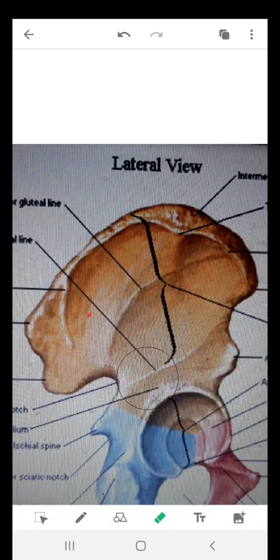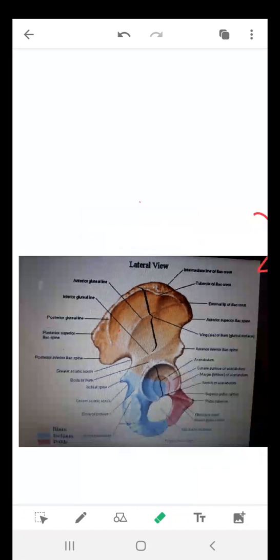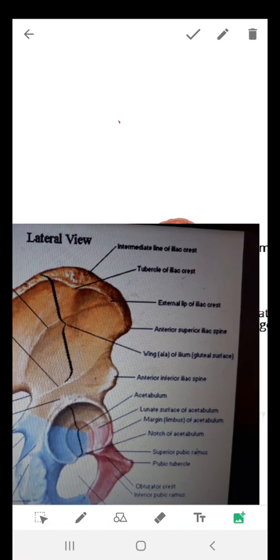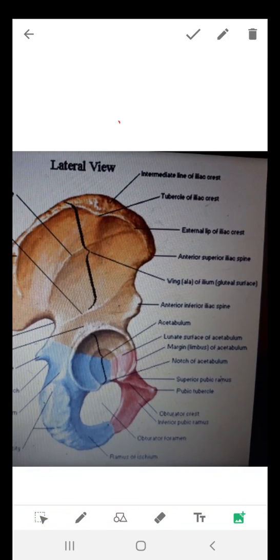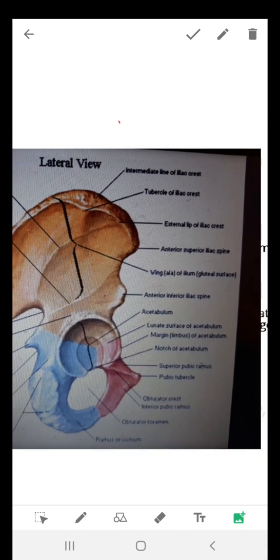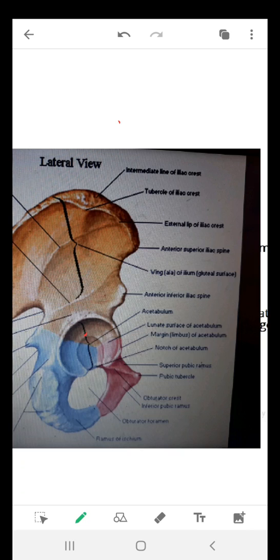If you look at the anterior part of this bone, you come across the first angle. Let's talk about this angle. This part of this bone is called the anterior inferior iliac spine.